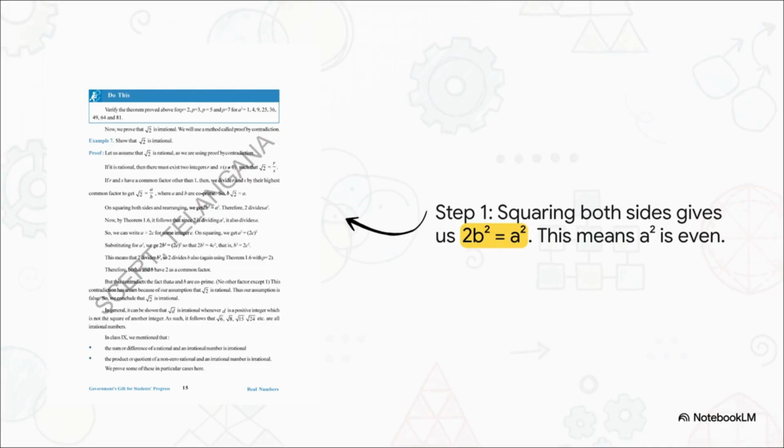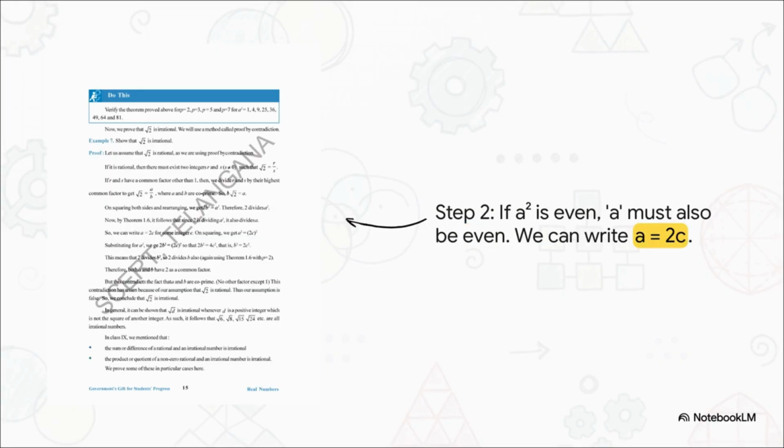If we square both sides of our equation, we get 2 equals a squared over b squared. A little bit of algebra later, and we see that a squared has to equal 2 times b squared. Now, what does that tell us? Well, if a number is 2 times something else, it must be an even number. So, clue number 1, a squared is even.